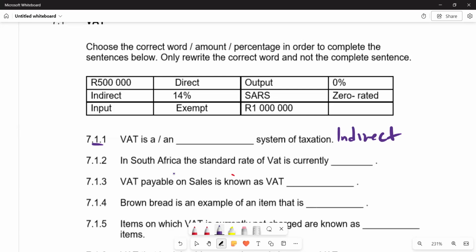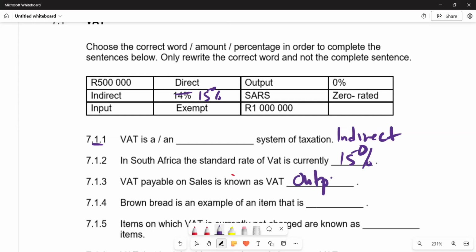Then 7.1.2, in South Africa, the standard rate of VAT is. From the responses that you are given, you know that the current rate of taxation is 15%, which is the current rate that is being used at the moment. So we are going to put our 15% here. Then 7.1.3, VAT payable on SARS is known as VAT. If you have got VAT payable that you need to pay to SARS, we call it VAT output. So we have got output as our answer here.